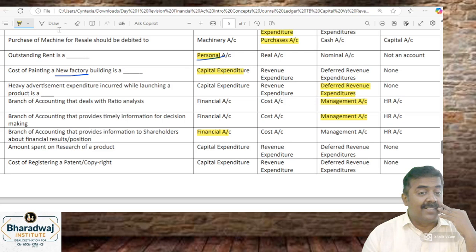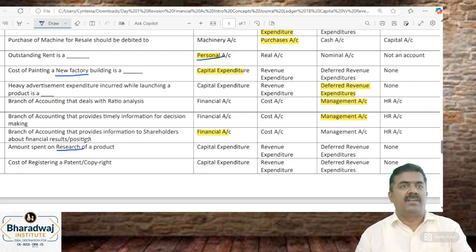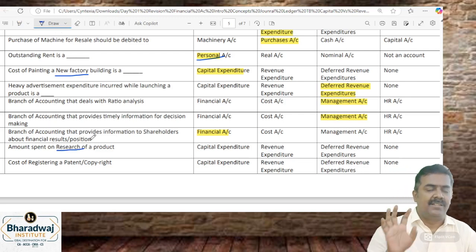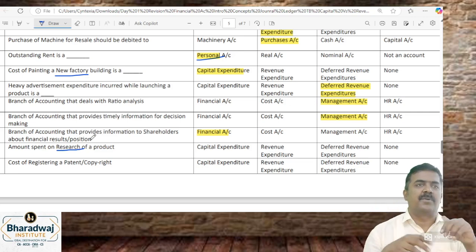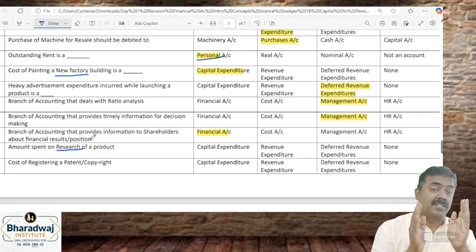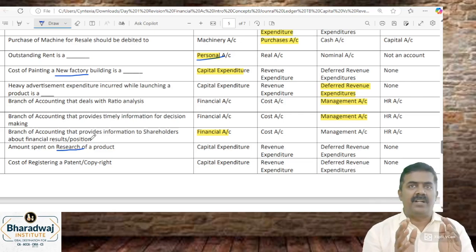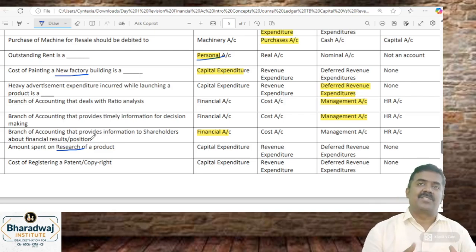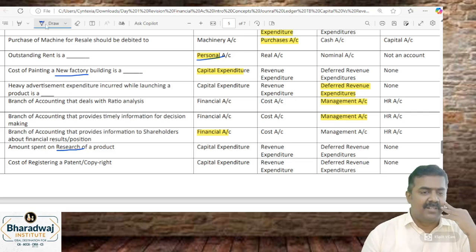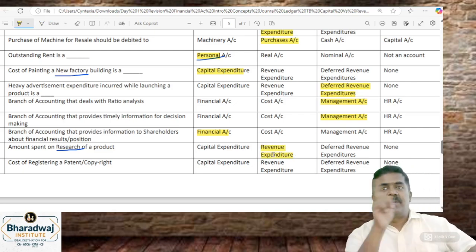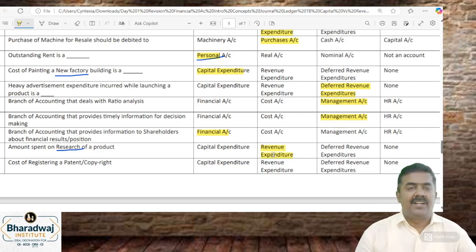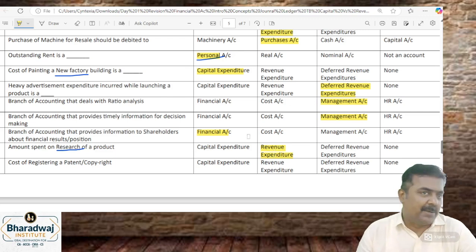Amount spent on research. They use two words, research and development, R&D. Research means process of finding. Research is a process of finding. Development is nothing but converting a successful research into a product. So research expense is a revenue expenditure. Development expenditure is a capital expenditure.